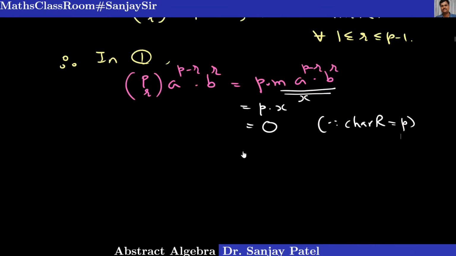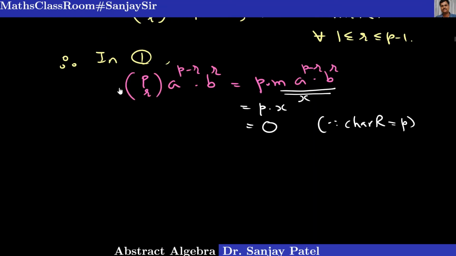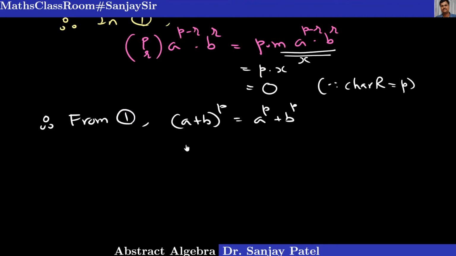Therefore, from result 1 we have (a plus b) raised to p is equal to a raised to p plus b raised to p. So this problem is also solved. Let us go to the next one.